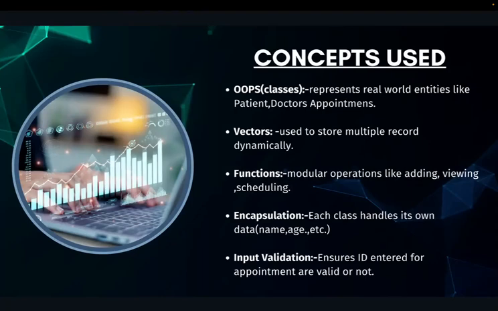There are three classes: a class for patient, a separate class for doctor, and a separate class for appointment. Each class has its own functions and its own data containers. Vectors are what we have used to store multiple records dynamically, whether in the patient class, doctor class, or appointment class. When talking about encapsulation, each class has its own encapsulation, which means they have their own variables to handle. And with input validation, we have ensured that the user enters an ID that is valid in nature.